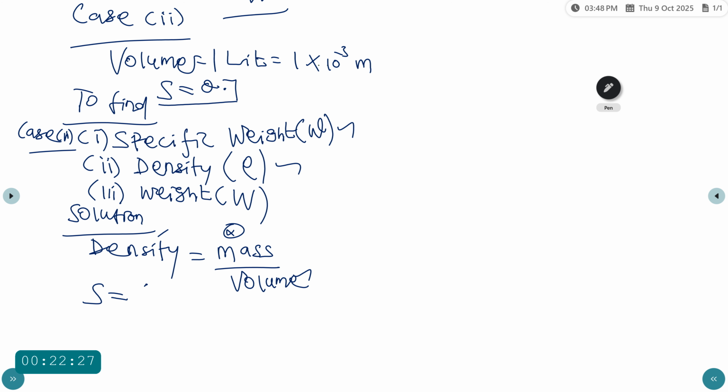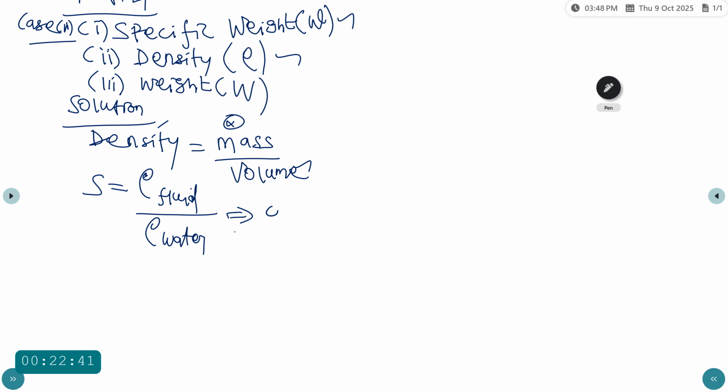Specific gravity is defined as rho of fluid divided by rho of water. Specific gravity is 0.7, and the density of water is 1000. Then we can determine rho of the petrol by cross multiplying: 0.7 into 1000. The answer is 700 kilogram per meter cube.